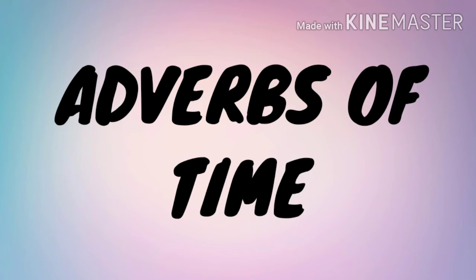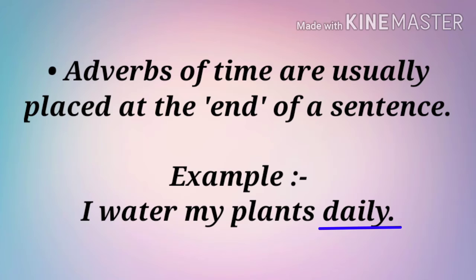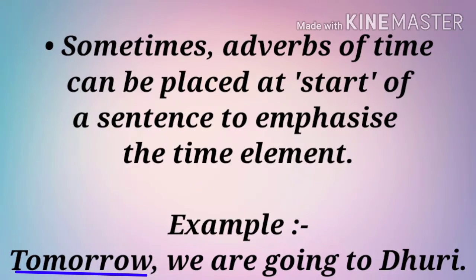Next is adverbs of time. Adverbs of time tell us when an action is done. For example, today, tonight, early, soon, etc. Adverbs of time are usually placed at the end of a sentence. For example, I water my plants daily. Sometimes adverbs of time can be placed at the start of a sentence to emphasize the time element. For example, tomorrow we are going to Duri.